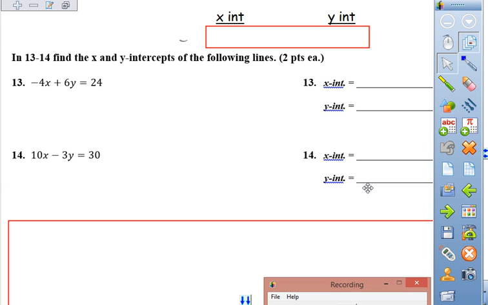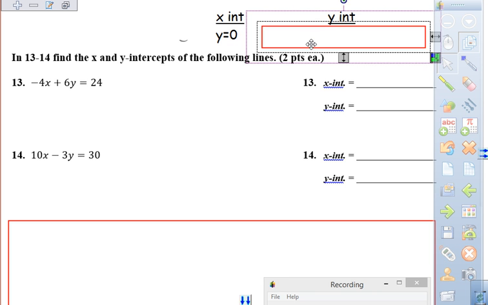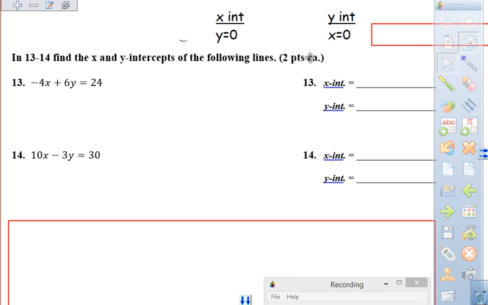13 and 14. Find the x and y intercepts for the following lines. Well, to find our x-intercept, we're plugging 0 in for, yep, you got it, y. To find our y-intercept, then we're plugging 0 in for x. So that's what we want to remember. And when we plug in for 0, what we can do is just cover up that part.